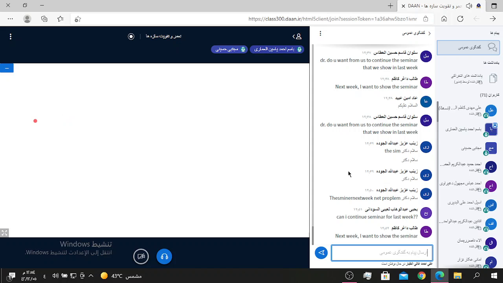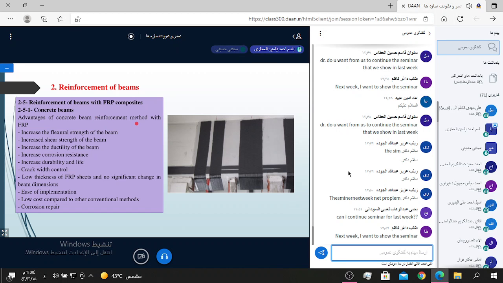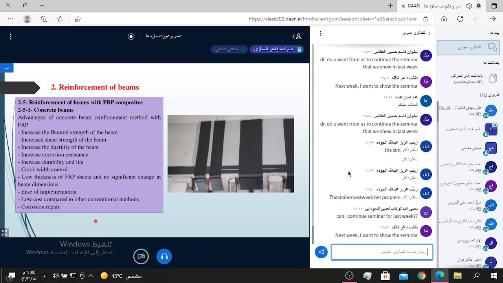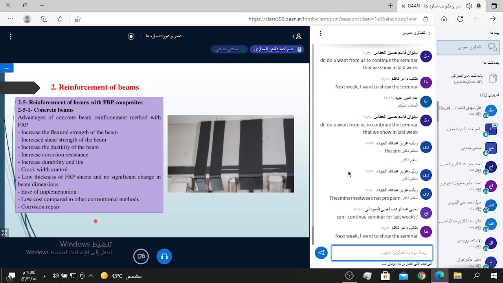Concrete beam. Advantages of the concrete beam reinforcement method with FRP: 1. Increase the flexural strength of the beam, increase the shear strength of the beam, increase the ductility of the beam, increase corrosion resistance, increase duration and life, crack control, low thickness of sheets, no change in dimension, ease of use compared to the other conventional methods. Corrosion repair.